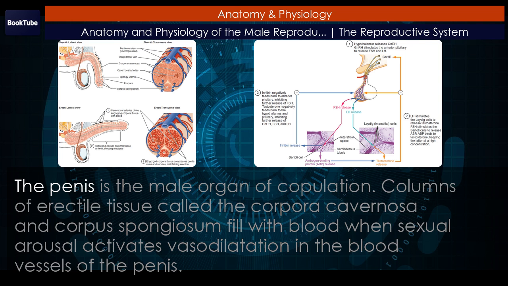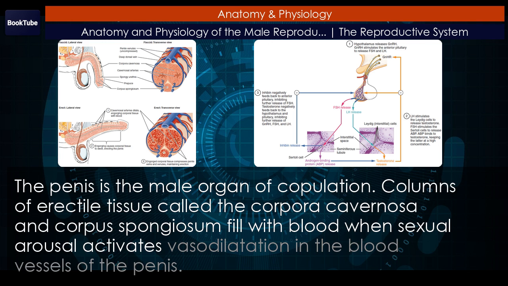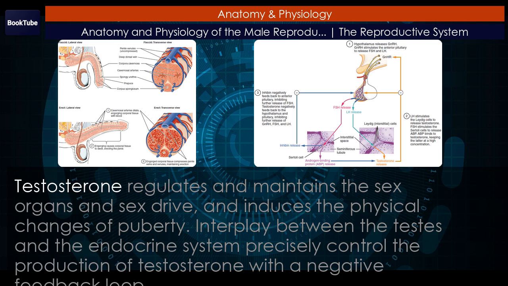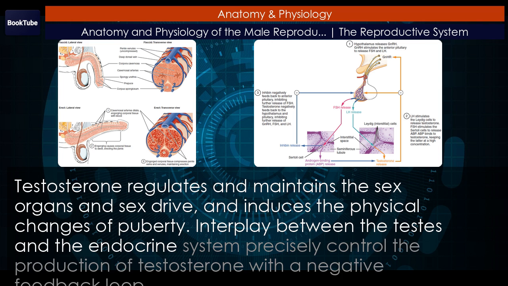The penis is the male organ of copulation. Columns of erectile tissue called the corpora cavernosa and corpus spongiosum fill with blood when sexual arousal activates vasodilatation in the blood vessels of the penis. Testosterone regulates and maintains the sex organs and sex drive, and induces the physical changes of puberty. Interplay between the testes and the endocrine system precisely control the production of testosterone with a negative feedback loop.